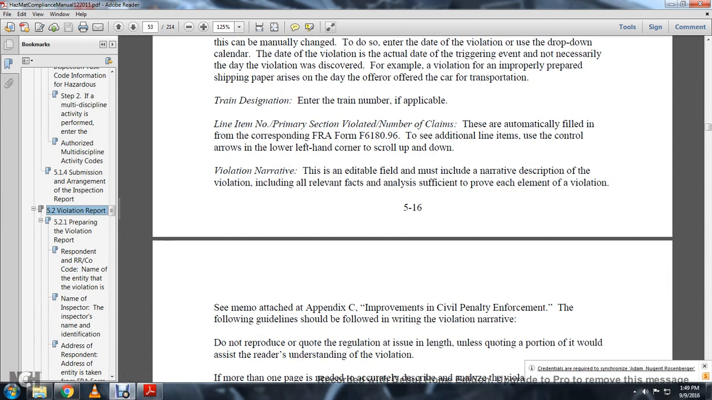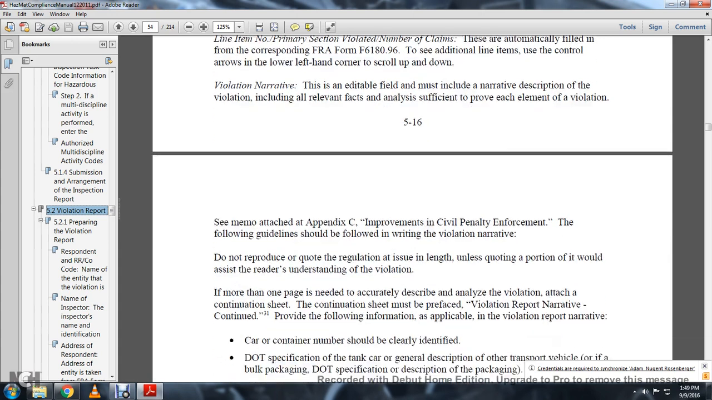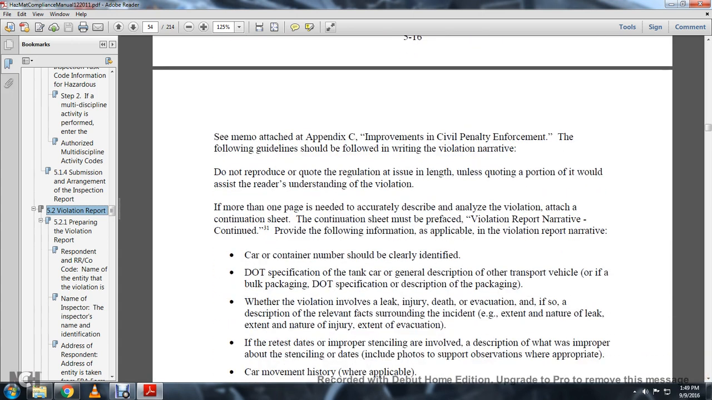The following guidelines should be followed with the written violation narrative. Do not reproduce the regulation at issue in length unless quoting a portion that would assist the reader in understanding the violation. If more than one page is needed to describe and analyze the violation, use a continuation sheet. The continuation sheet must be prefaced with the violation report number and the words narrative continued, and provide the following information as applicable to the violation.